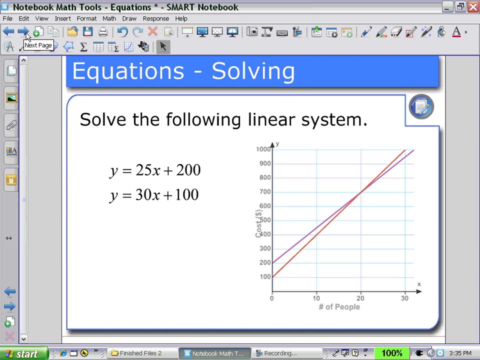In my next example, I can solve the following linear system. The students would solve this graphically, and reading from the graph, they may select the point 20 and 700.